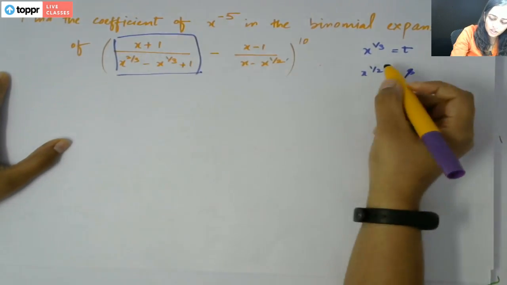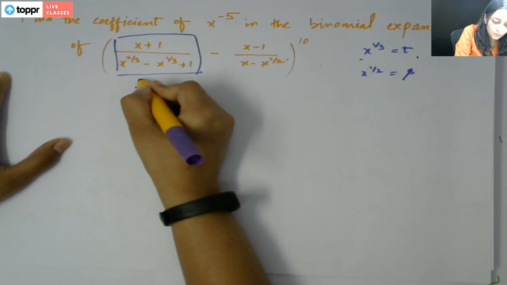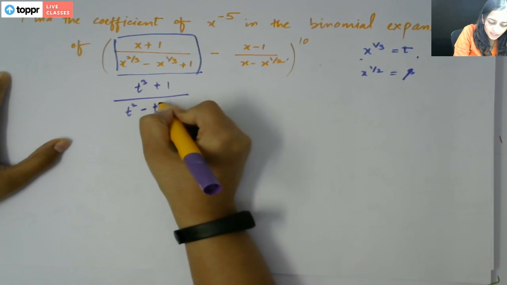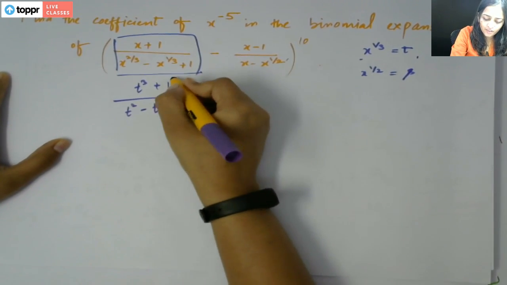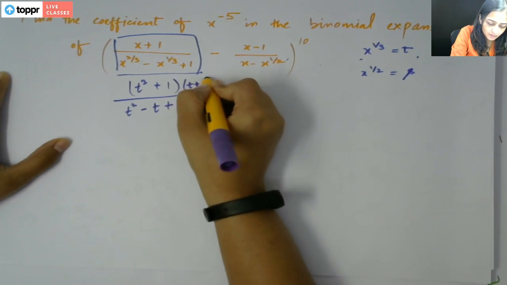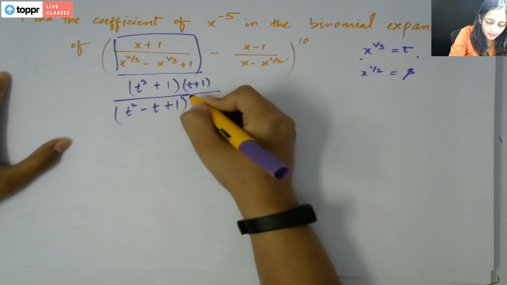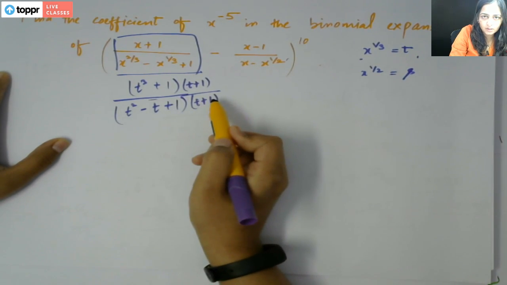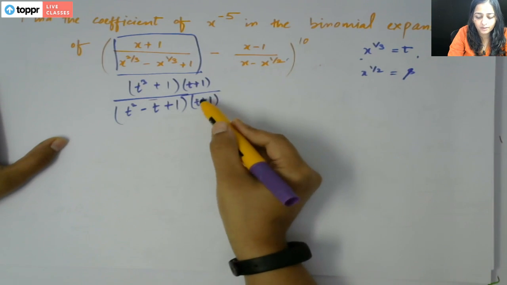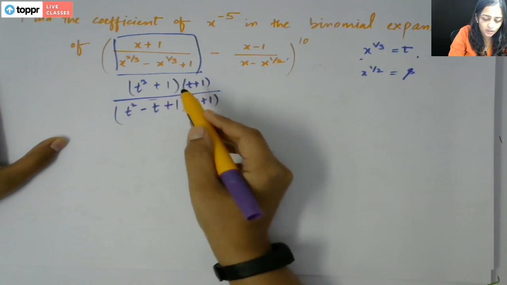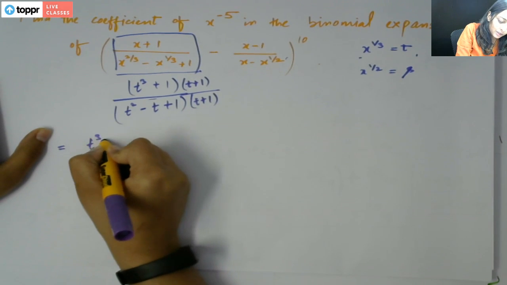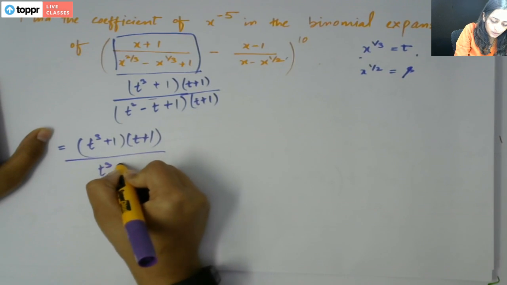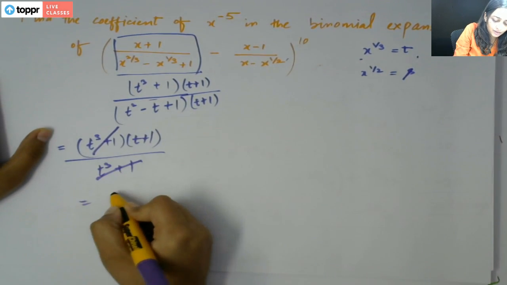If I substitute this here, I'll get (t cube plus 1) upon (t square minus t plus 1). If I multiply t plus 1 in the numerator and in the denominator, the numerator becomes t cube plus 1 times t plus 1, over t cube plus 1. You know that a cube plus b cube is always equal to (a plus b)(a square minus ab plus b square). So this and this will get cancelled and you will get t plus 1.